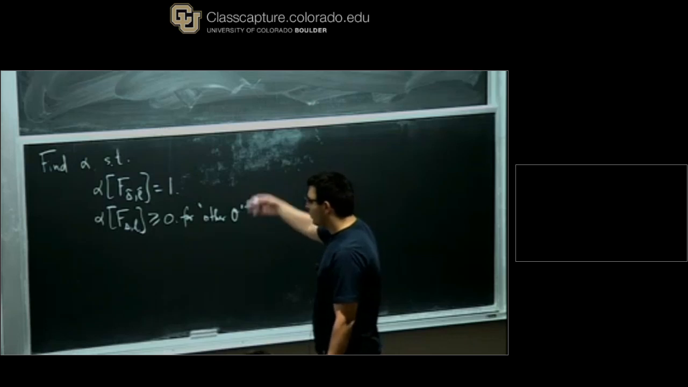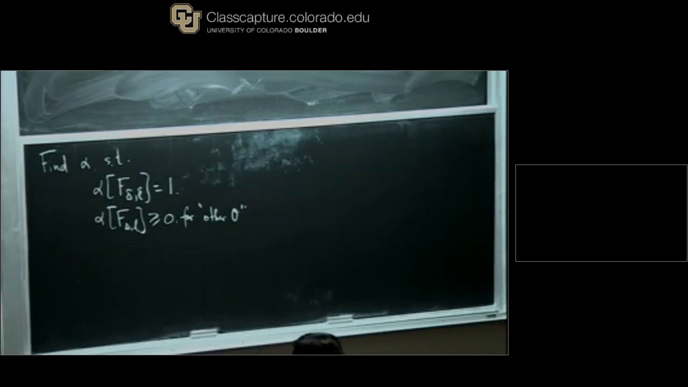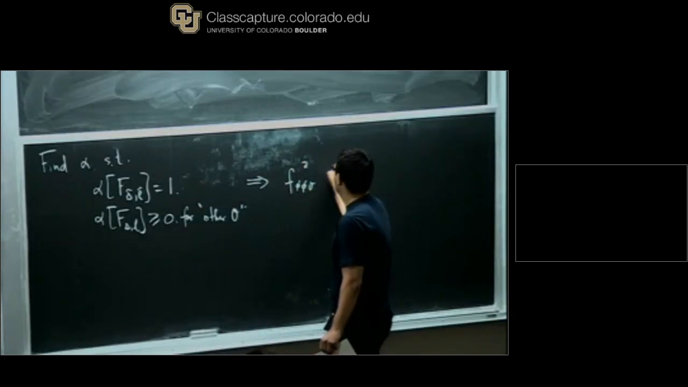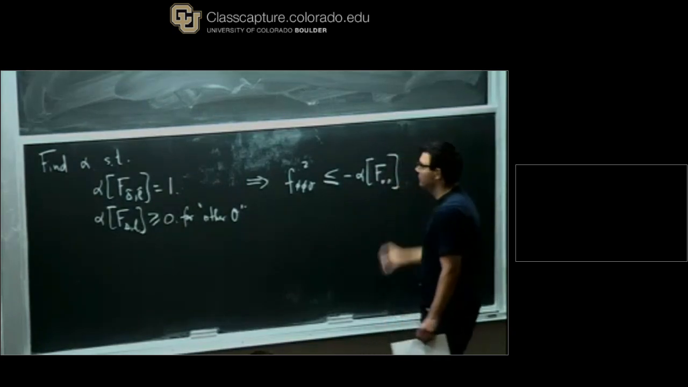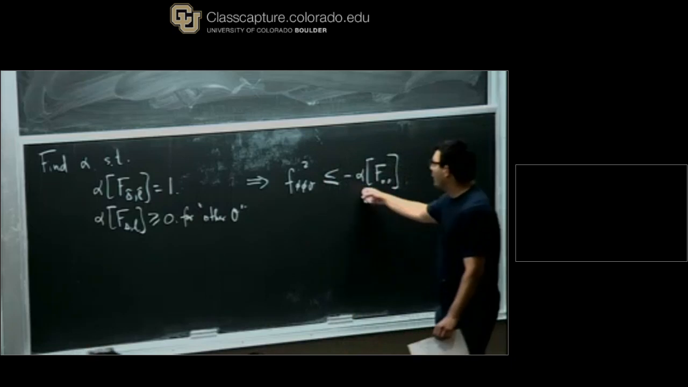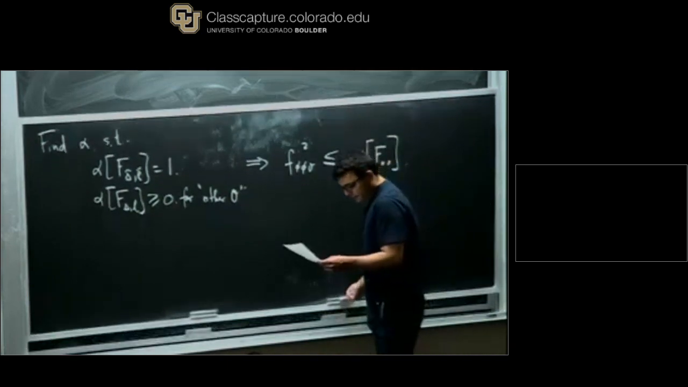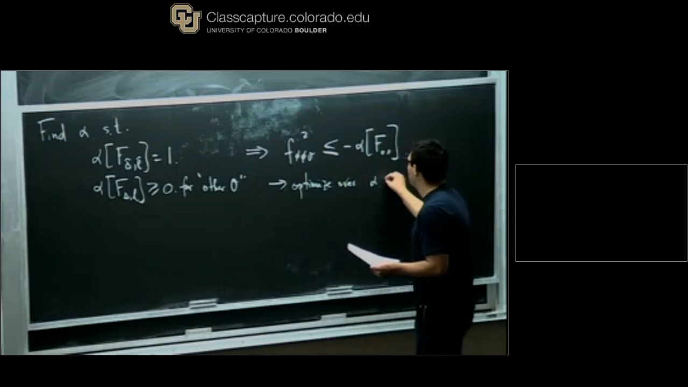So if we can find an alpha that satisfies these two conditions, then if we apply alpha to this equation, alpha acting on this F is equal to 1 by normalization. Alpha acting on this is positive, so this whole term here, because of the minus sign, is less than 0. So this implies that f phi phi O tilde squared is less than minus alpha applied to the identity. So if we find an alpha satisfying these conditions, then we can just evaluate alpha on the contribution from the identity, and we find an upper bound on the OPE coefficient squared. So then optimize over alpha and find the best bound.